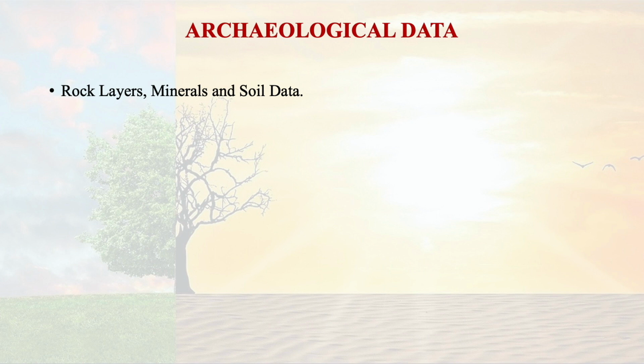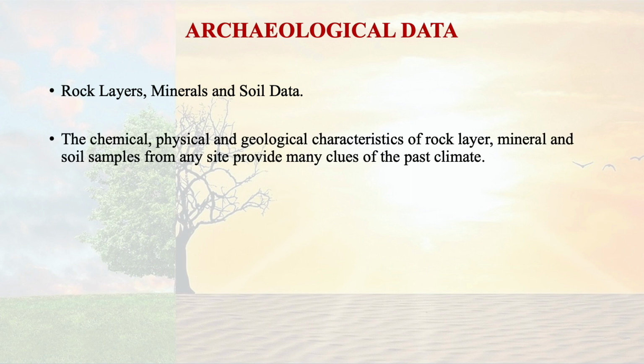The first and foremost important information embedded in the form of archaeological data is the rock layers, sedimentary rock layers, minerals, the soil data. This also provides us a lot of information. When you look at the sedimentary layers, we know the chemical, physical, and geological properties of the rock layers, also the minerals present in the rocks, the soil conditions, so all of it reflects upon the past climate. Each and everything has been influenced by the climatic condition, their formation, their composition, and the way they exist. That's how the rock layers, the sedimentary depositions, play a vital role to decipher the past climate.